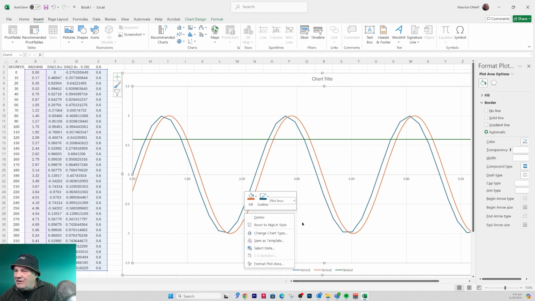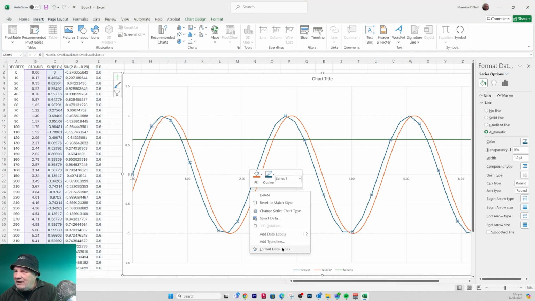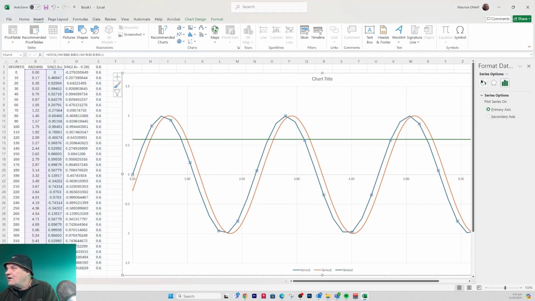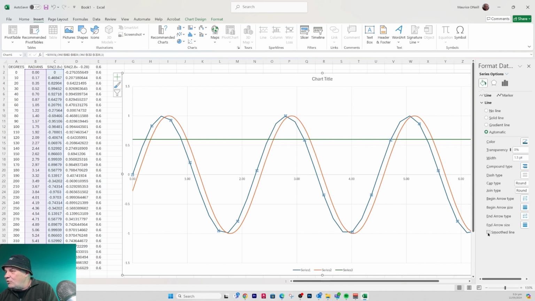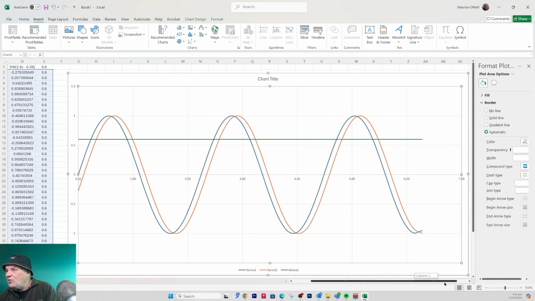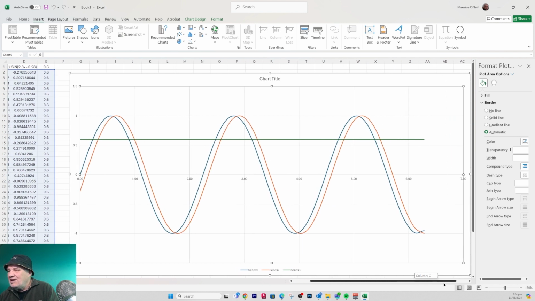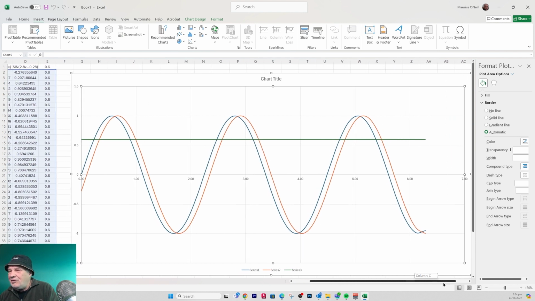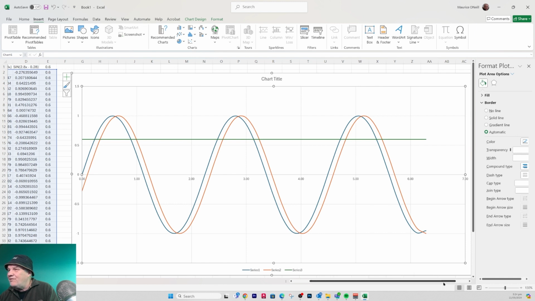Format, oh no, that's not what we want to do. So right-click on the line, Format the Data Series, click on the paint bucket, smooth. Okay, so that's a bit better there. And we can see we've got these labelled 1 to 6. Well, it's gone all the way through to 7. We don't really need it there. I think 6.3 would be fine.